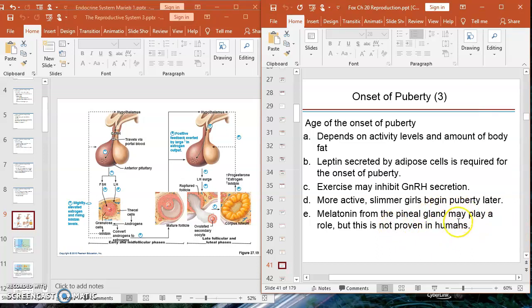Melatonin from the pineal gland may play a role, but we don't really know. Melatonin is produced by the pineal gland. It helps with sleep. In lower forms of animals, it has photoreceptors in the pineal gland. We don't have that in humans, but it does seem to be responsive to light coming from the optic tract, and there's more melatonin produced at night than there is in the day. What role it has in puberty, we are not completely sure of. Okay.